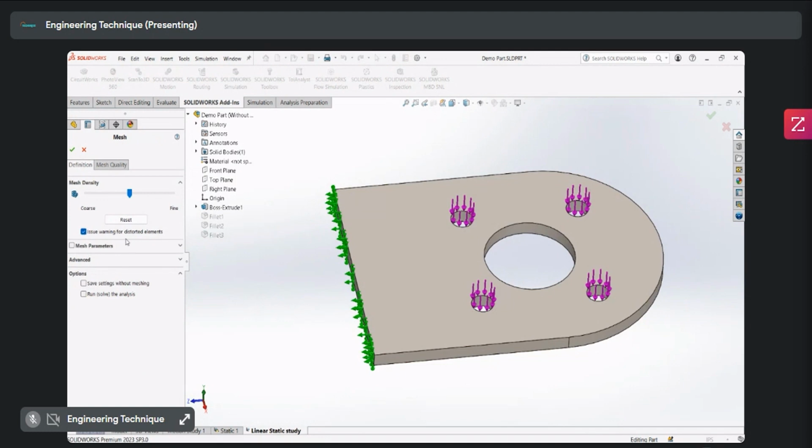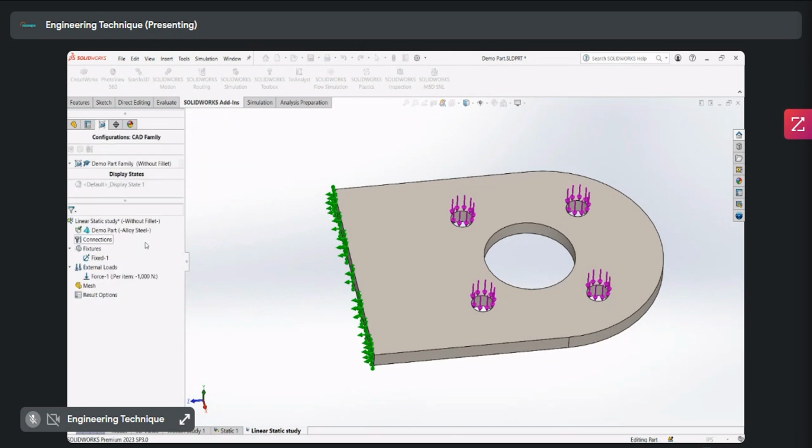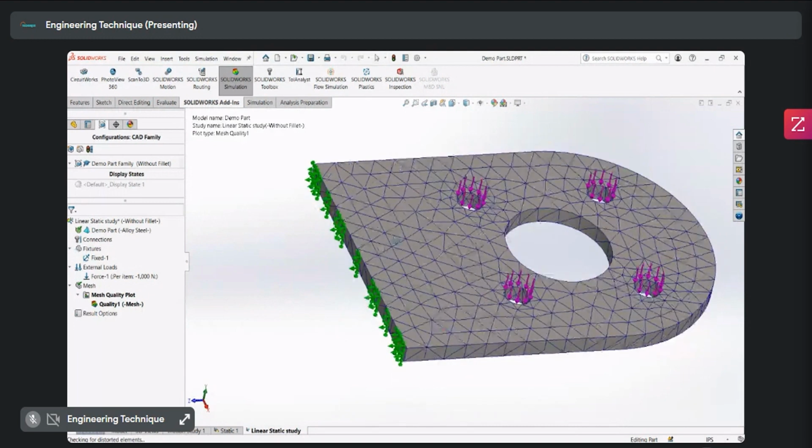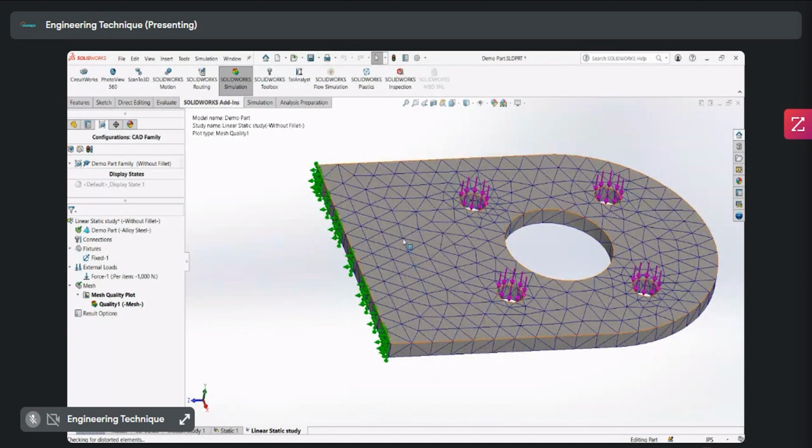Okay, now you can see here this tab is shown as the mesh density. If you select the coarse part, you can see here the object is divided into large elements. So it will give you a more approximate result, meaning the result deviation can be comparatively high. If you want to get a precise result, then you should use smaller elements.